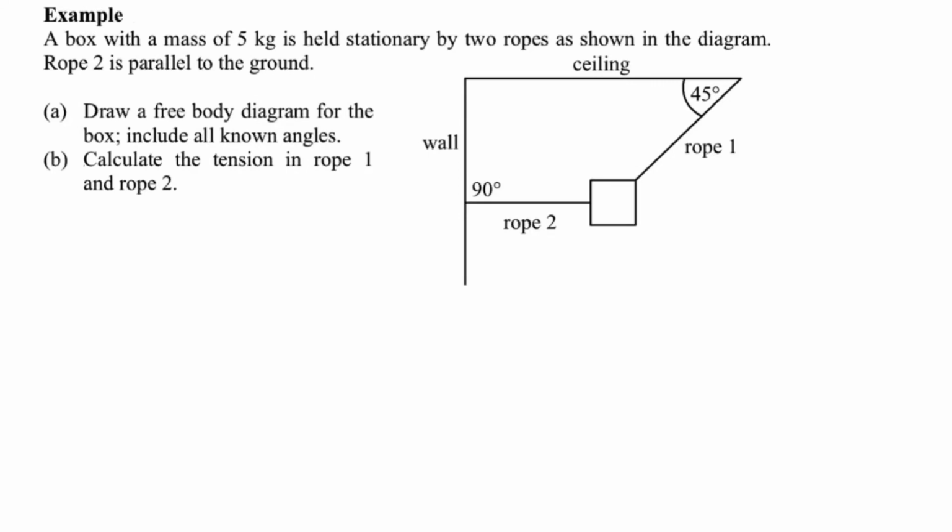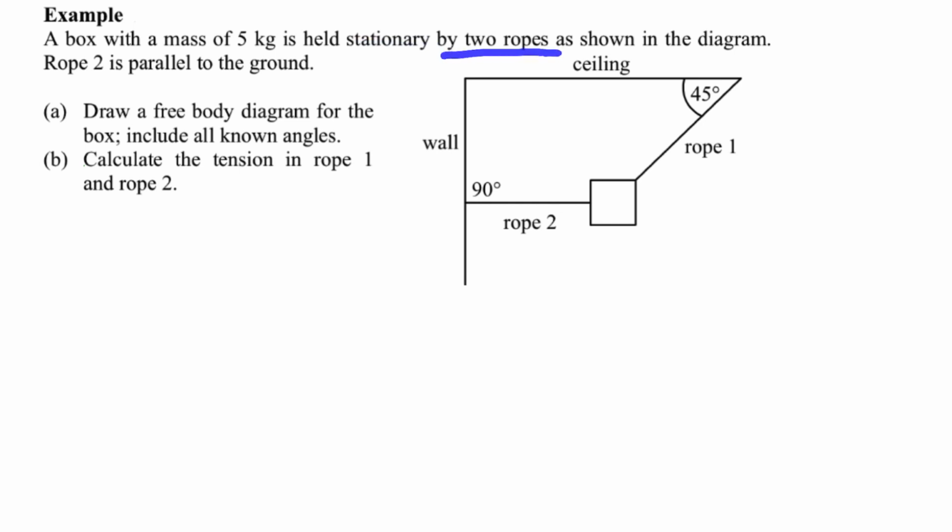Good day, folks. Let's look at this example now. This example is forces at equilibrium. Now let's read it. A box with a mass of 5 kg is held stationary. So the box is not moving. That means the F net is equal to 0.